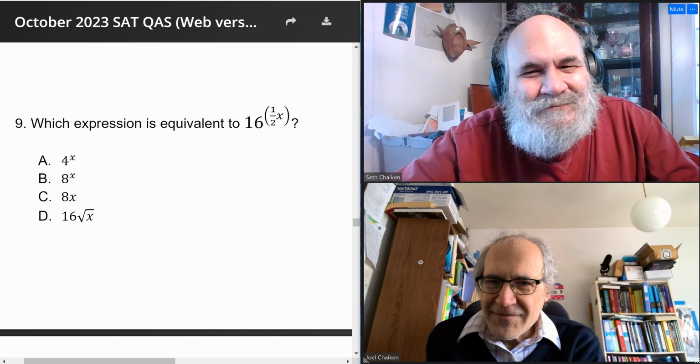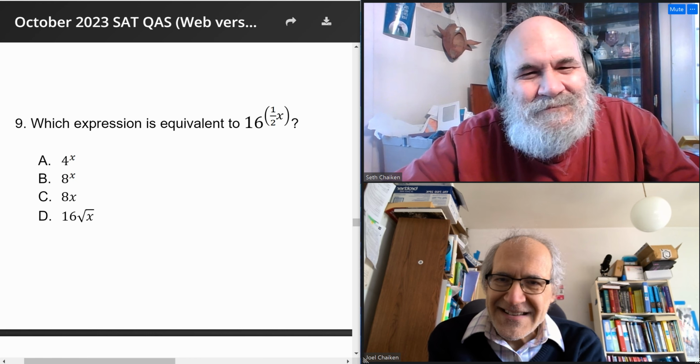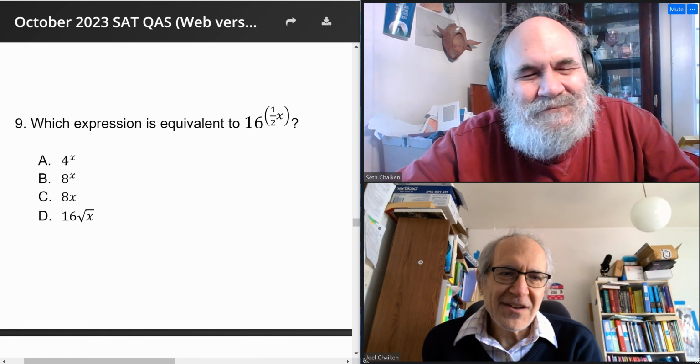Okay, it looks like we have to deal with the exponent rules, don't we? Oh, wow. But looks interesting. This is the exponent rule in reverse.